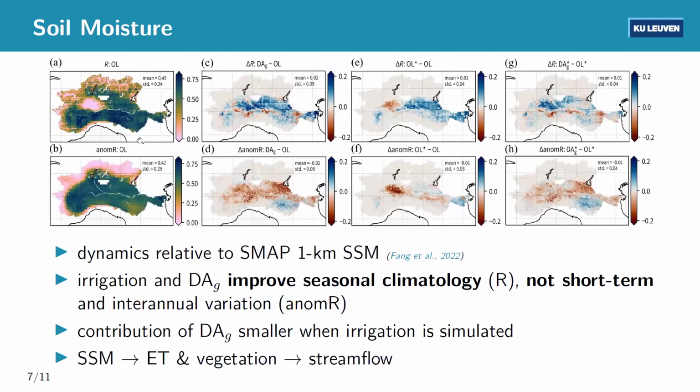That's it for irrigation. Of course, that has an impact on soil moisture, vegetation, evapotranspiration, and the whole chain. Here I'm just evaluating soil moisture. Top row is correlation, so focusing on seasonal patterns. Bottom row is anomaly correlation, where we are focusing on short-term.